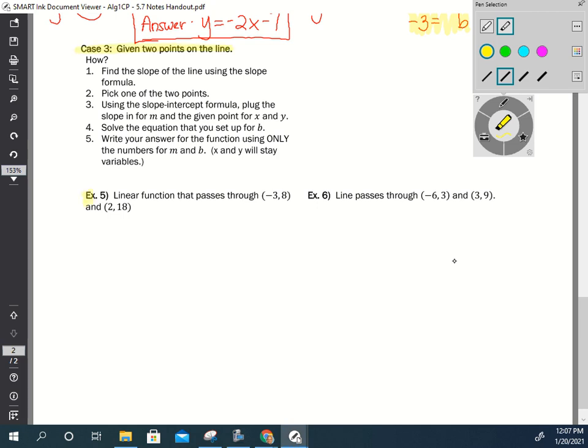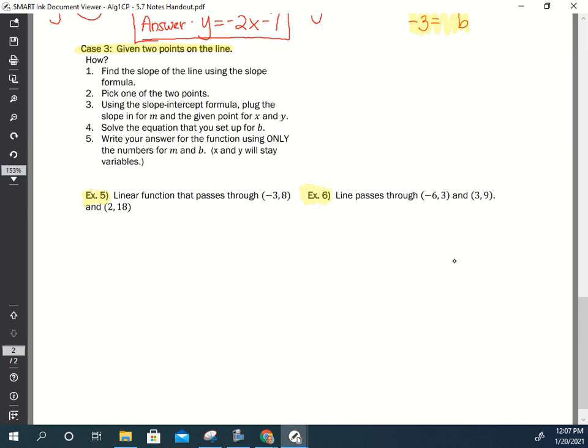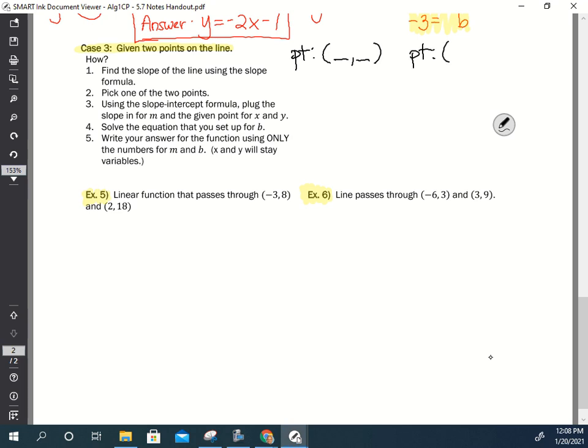All right, so part 3. Part 3 is not harder, it is a little longer because there are more steps. So case number 3, you're given 2 points on the line. This time you're just going to be given 2 points. So they're not going to give you a slope. They're not going to give you the y-intercept. That means you have to find both of them.